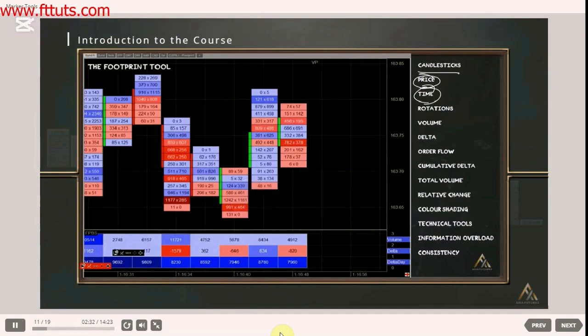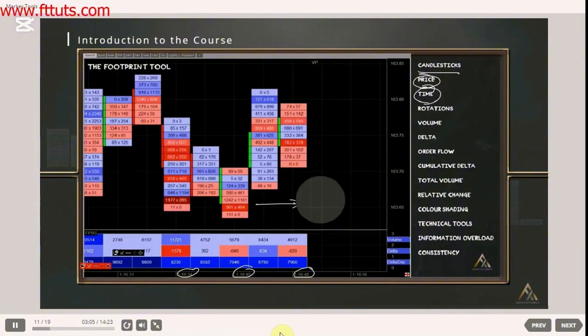The second type of rotation, which is also time-based, is simply a point and figure. Now, in this example, we can see a point and figure because we can see that the time is varying between each rotation. So each rotation in this example is simply based on a point and figure. What this means is that every time the market moves a certain number of prices in one or the other direction, say 7 prices up or down, it creates a new rotation.